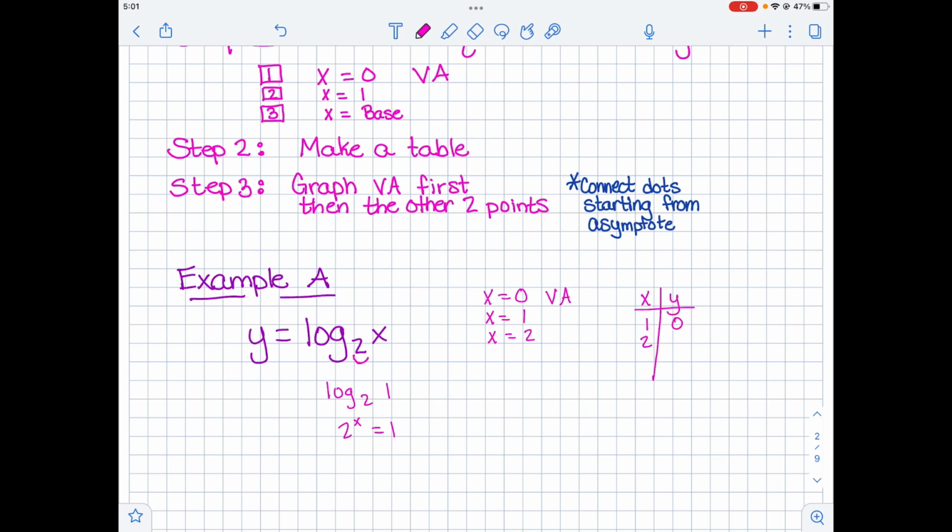Now, when we put in our 2, we'll do the same thing. Log base 2 of 2, again, exponential: 2 to what equals 2? In that case, it's 1.